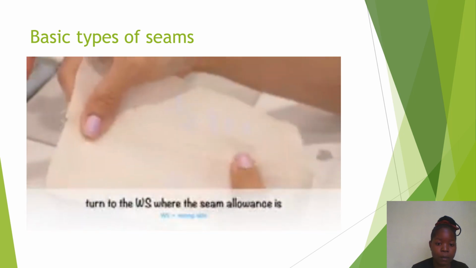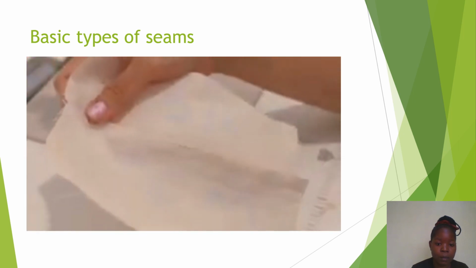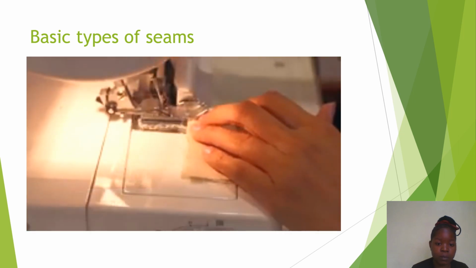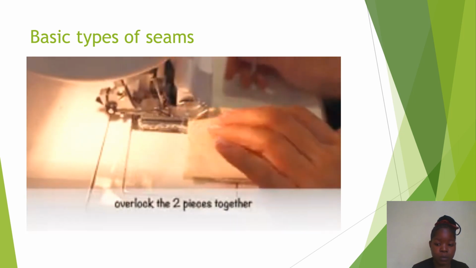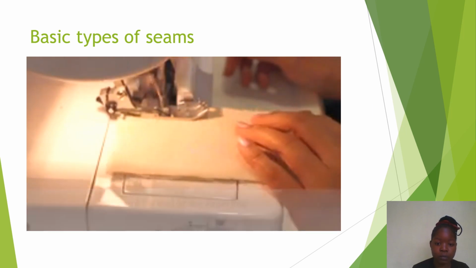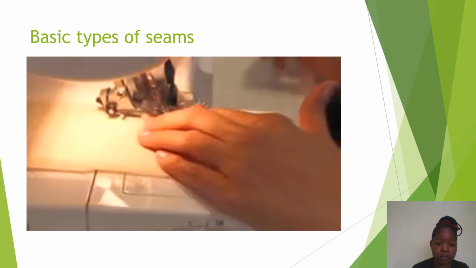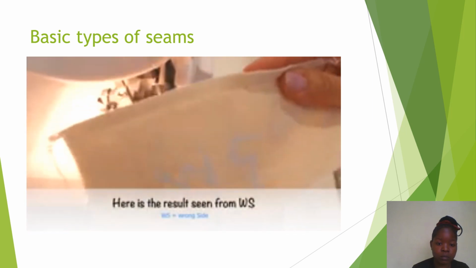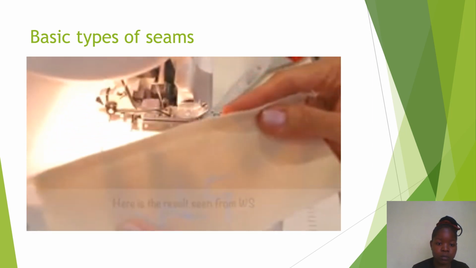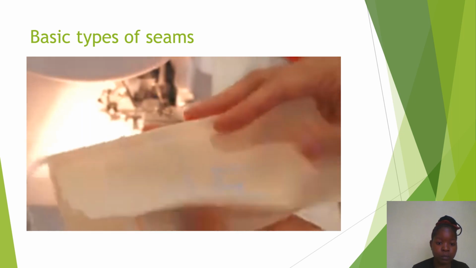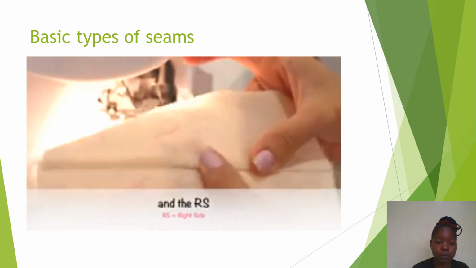Turn to the wrong side where the seam allowance is, and then prepare to overlock the seam allowance edge. Overlock the two pieces together until the end of the seam line. And here is the result seen from the wrong side. We can see the overlock in the edge of the seam allowance, and this side is the right side.